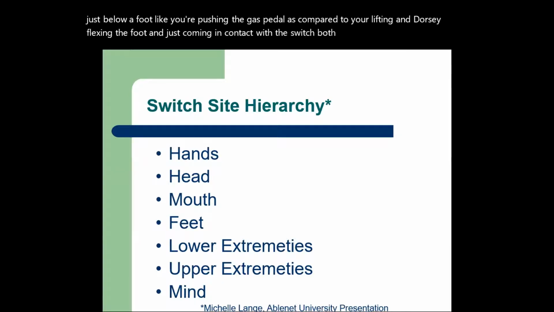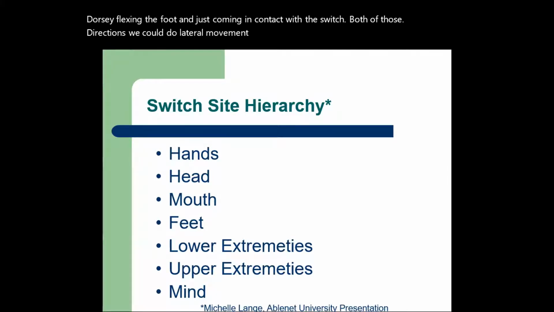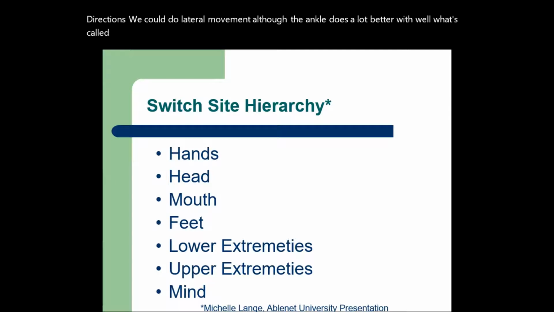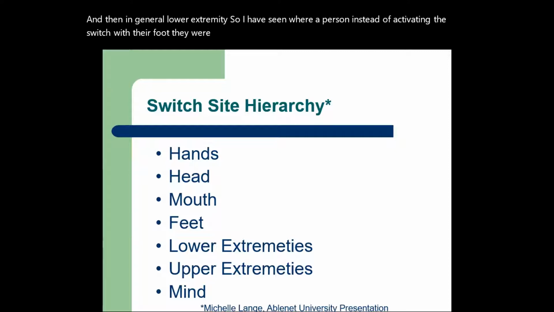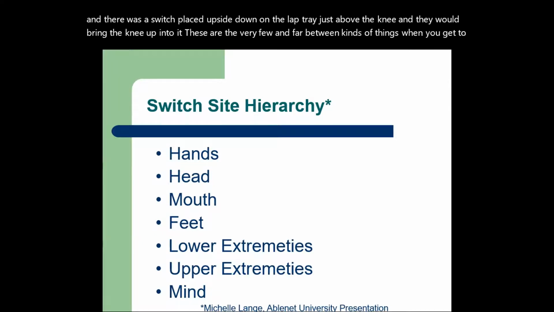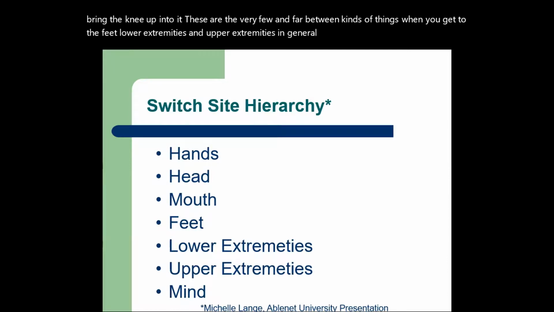Both of those directions. We could do lateral movement, although the ankle does a lot better with what's called dorsiflexion and plantar flexion, you know, straight up and down in front of us versus a side to side tilt. And then in general lower extremity, so I have seen where a person, instead of activating the switch with their foot, was basically lifting their knee by getting on the ball of their foot, and there was a switch placed upside down on a lap tray just above the knee, and they would bring the knee up into it. These are the very few and far between kinds of things when you get to the feet, lower extremities, and upper extremities in general. And then, of course, the mind.